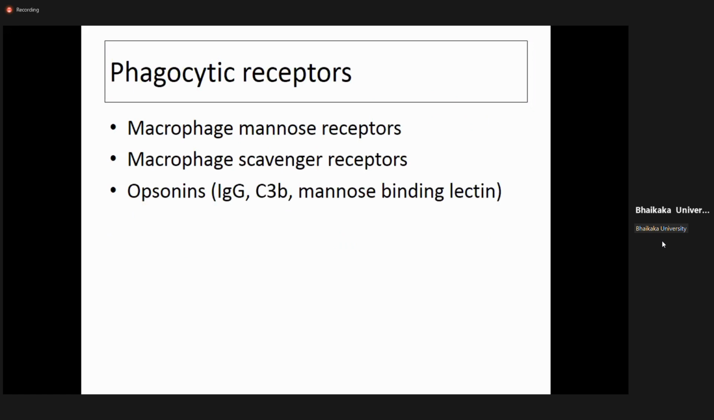There are phagocytic receptors present on the leukocytes: macrophage mannose receptors, macrophage scavenger receptors, and receptors for opsonins. These opsonins are immunoglobulin G, C3b, and mannose binding lectins. Once the particle gets opsonized, the process of phagocytosis becomes more potent. Opsonized particles can easily get phagocytosed by the leukocytes.